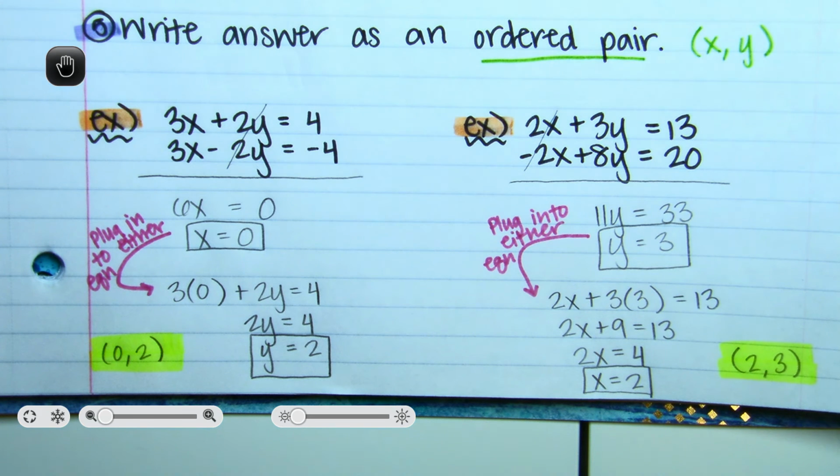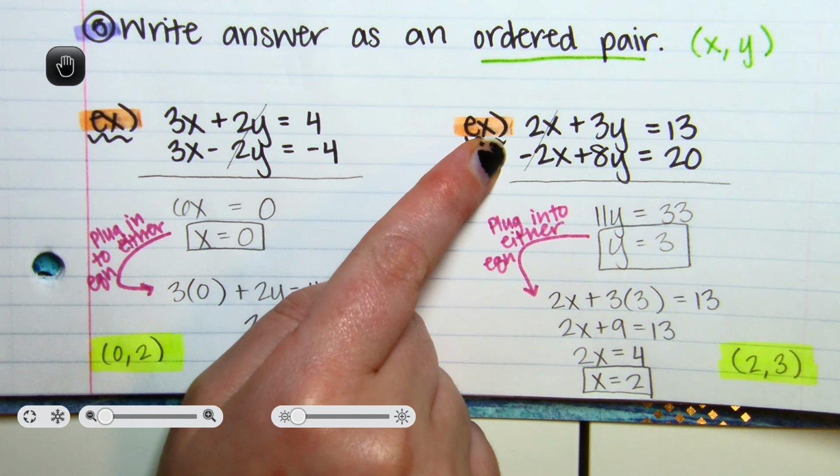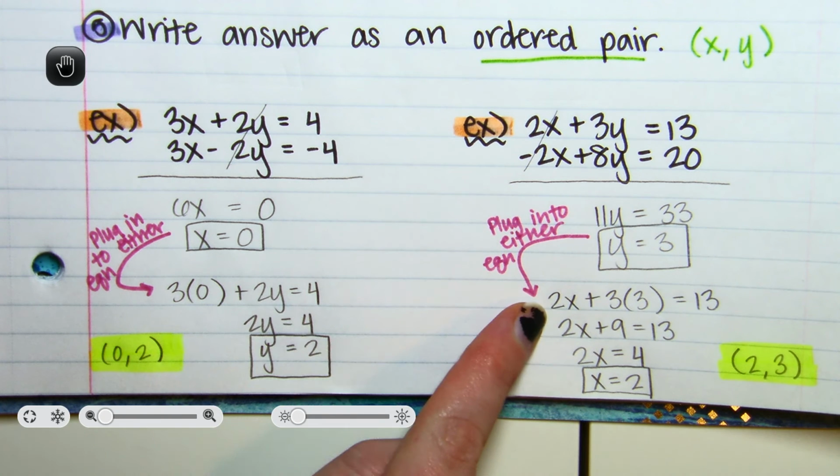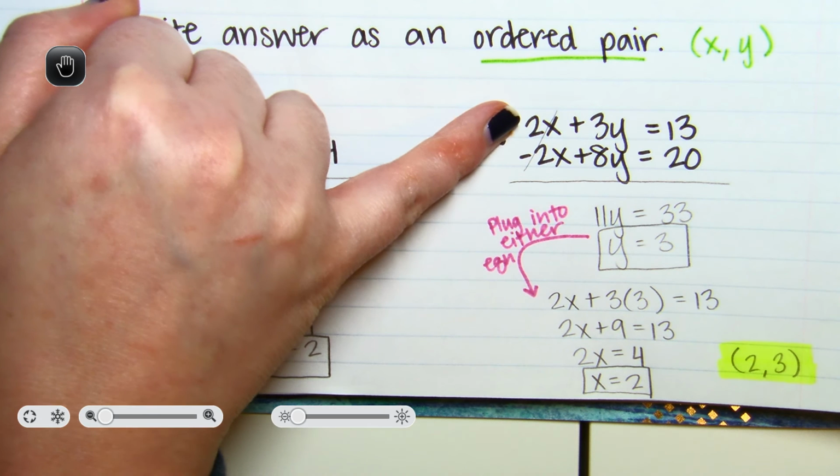All right, go ahead and check your answer for this example. You should have gotten 2, 3. So your x values are already opposites, 2x and negative 2x. So those will cancel out right away. And when you add these together, you're only left with y values, which is what you solve for first. You get y equals 3, and then you plug it back into either equation. I chose to plug it into the first equation.